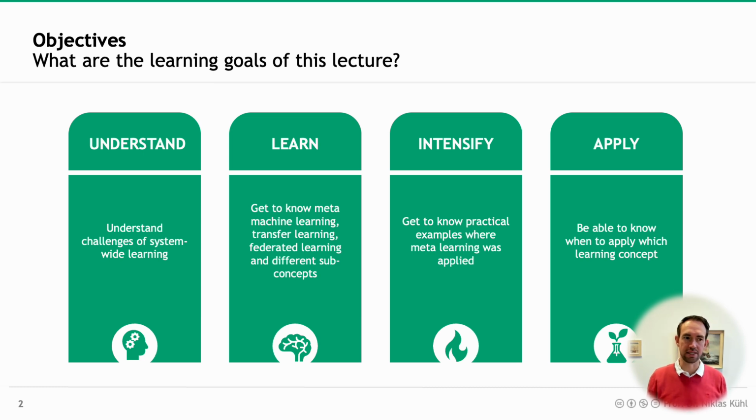But first, let's have a look at the objectives of this lecture. The first thing I want you to understand is the challenges that we face when we think about system-wide learning, because there are many, and there are also many ways on how we can address them. More precisely, the concepts that we can utilize are the ones of meta machine learning, transfer machine learning, and federated machine learning, as well as the different sub-concepts that are associated with those. So that's the second objective.